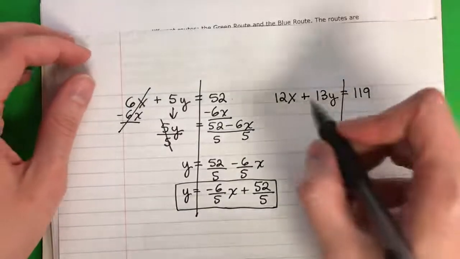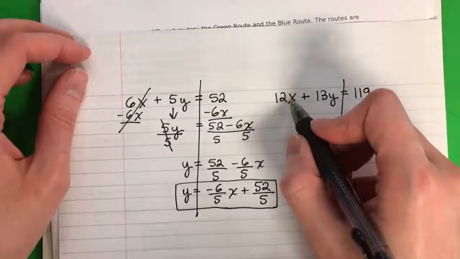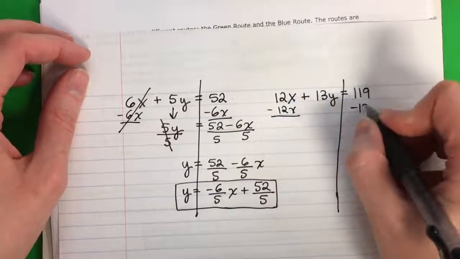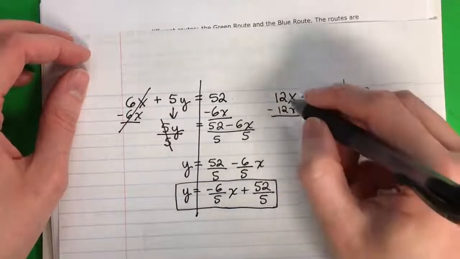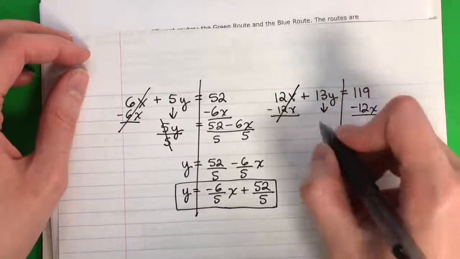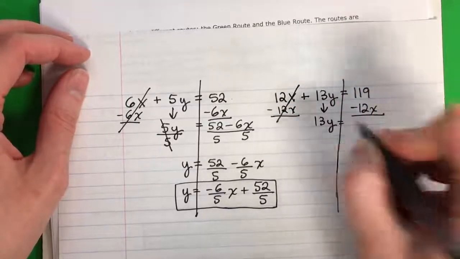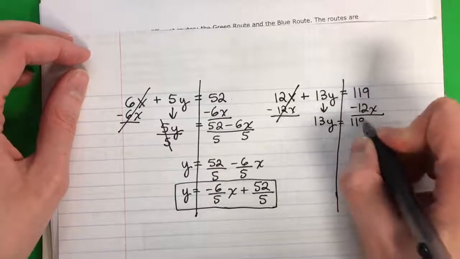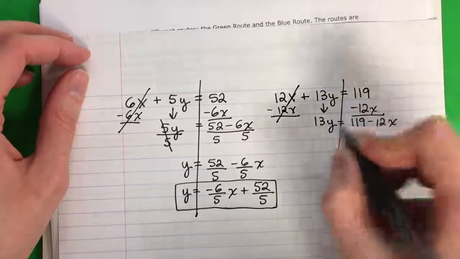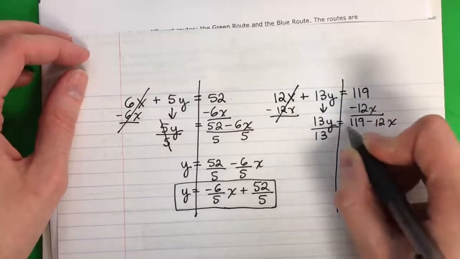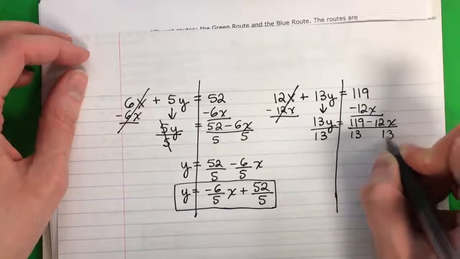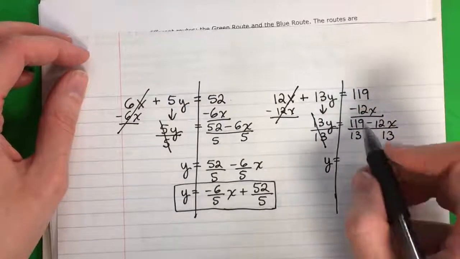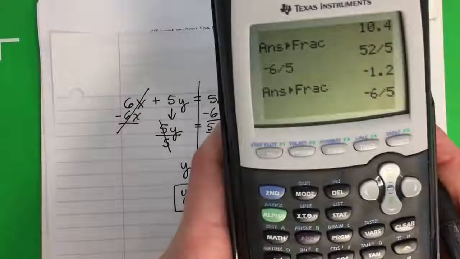Now the second one, we're going to move the X. This is positive, the opposite is negative, so minus 12X, minus 12X. 12 minus 12 is 0, it cancels. Copy down 13Y equals. These are not like terms, so we are going to copy. And then we are going to divide by 13. So this cancels. Copy down Y equals 119 divided by 13.